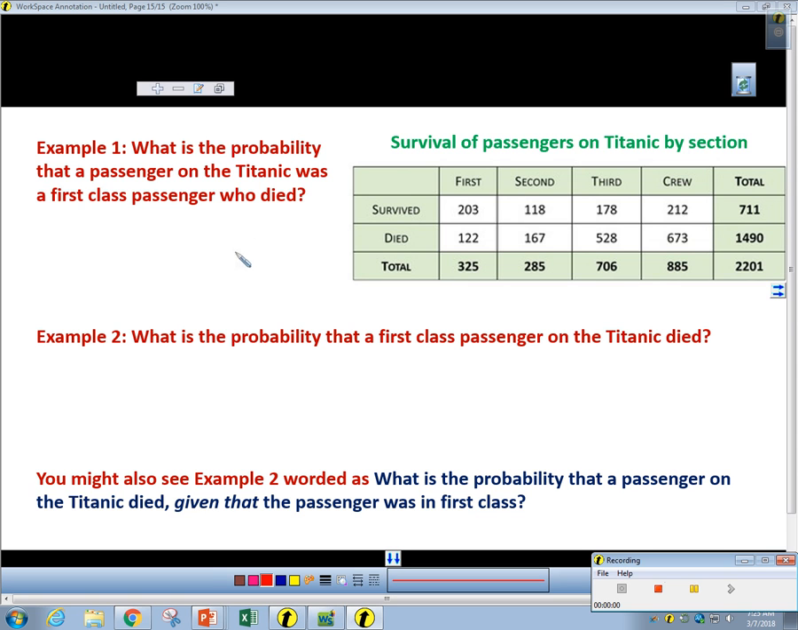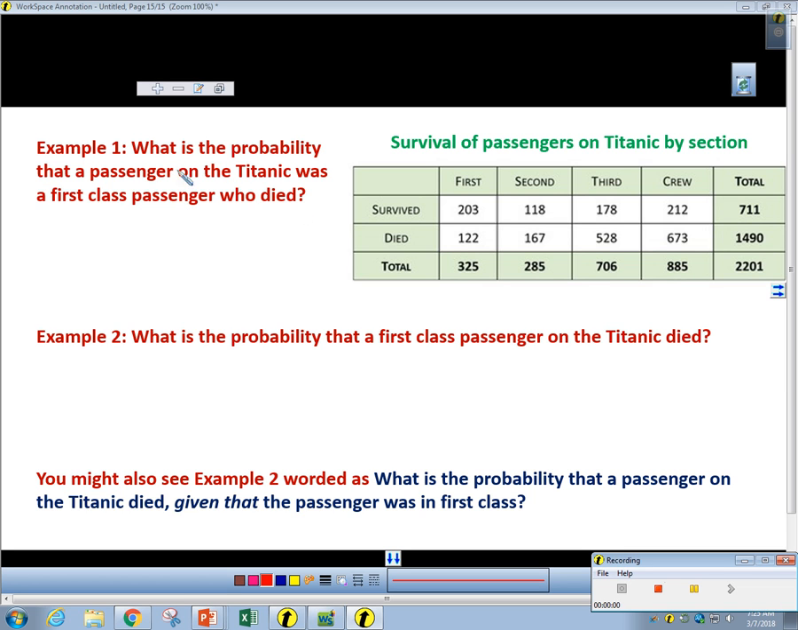In this example, using this table, the Titanic table, it shows how many people died and how many people survived. It's broken down by first class, second class, third class, and crew, and we have all the totals. So what is the probability that a passenger on the Titanic was a first class passenger who died?